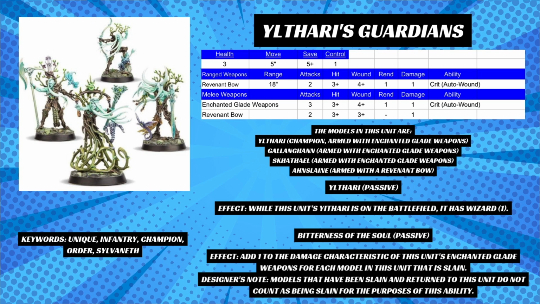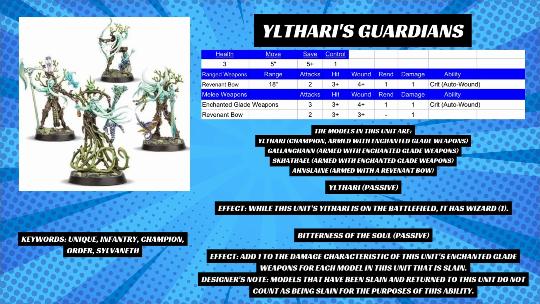Now, Ylthari's Guardians have 3 health each, and they've also got a 5-inch move with a 5+ save. Pretty standard stuff there for Tree-Revenant-like models that they are. One model is equipped with a Revenant bow, and that model is going to be Ahnslaine. The rest of them are all equipped with Enchanted Glade weapons, and Ylthari counts as a champion model, getting an extra attack as well. Those Enchanted Glades and the Revenant bow, when you shoot with it at least, do have crit auto-wounds, and they've got a couple of cool abilities as well.